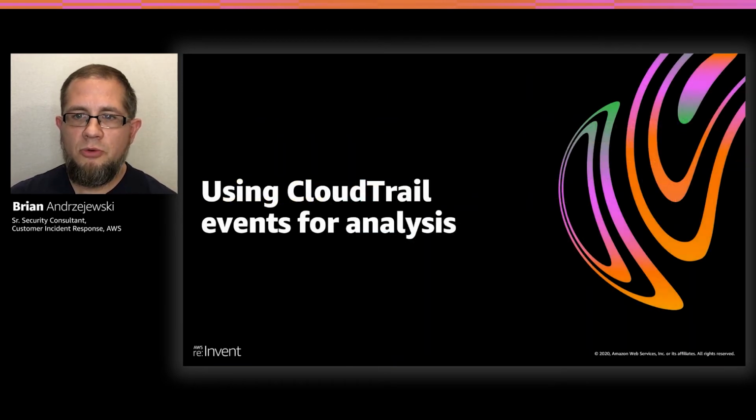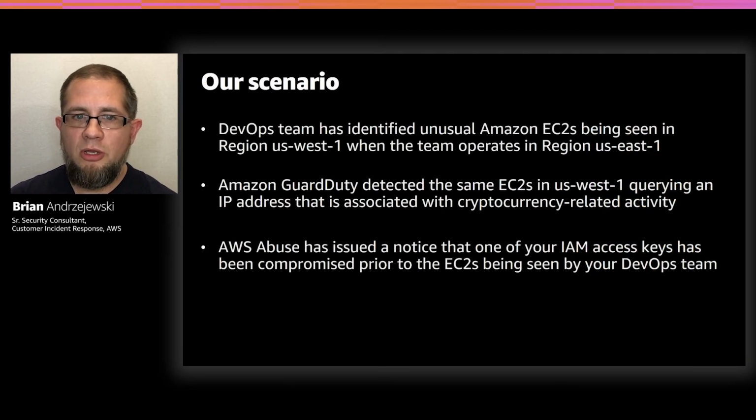Now that we stepped through those different sections of the CloudTrail record, we're going to step through a light scenario that we mentioned before about cryptocurrency mining from an unauthorized EC2 launch. For our scenario, we have a DevOps team that identified unusual EC2s being seen in US West 1. However, this DevOps team typically operates in US East 1.